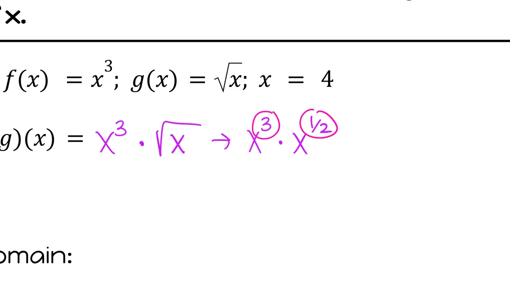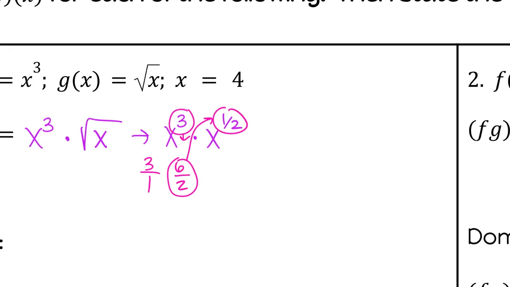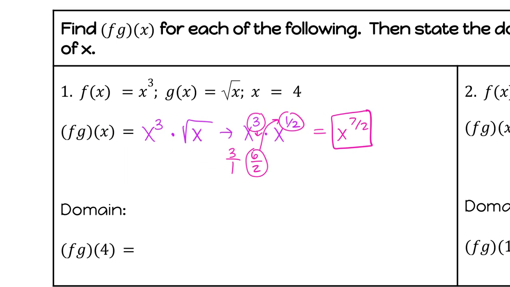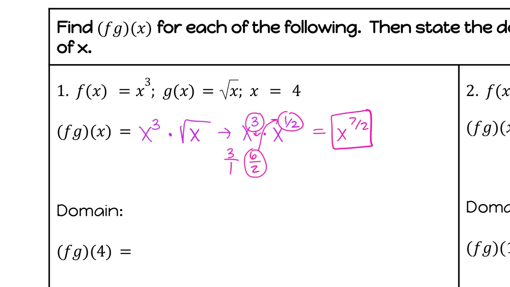So 3, if I want to think of this as halves, right? 3 over 1, if I multiply those both by 2, that's the same thing as 6 over 2. So we're adding 6/2 to 1/2. That would give us 7/2. So that would be the answer. That's the product of those two functions, x to the 7/2.